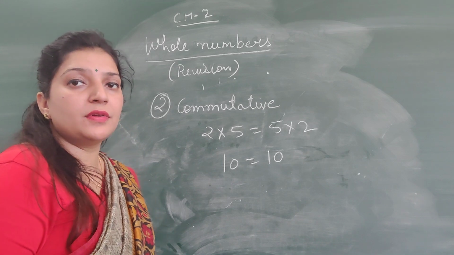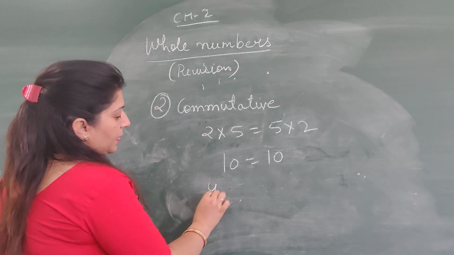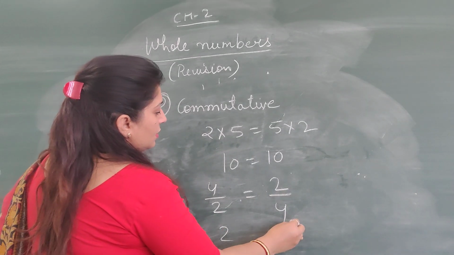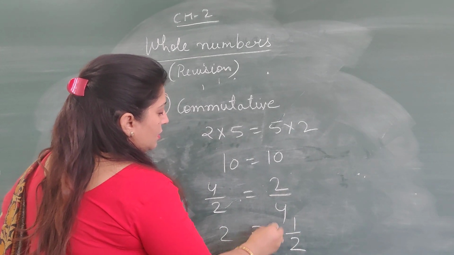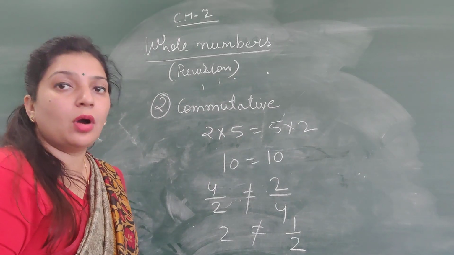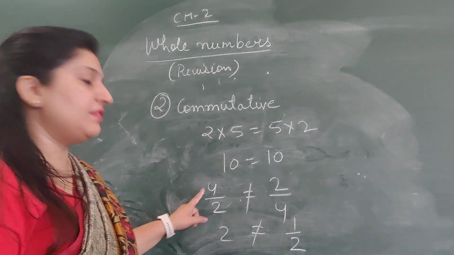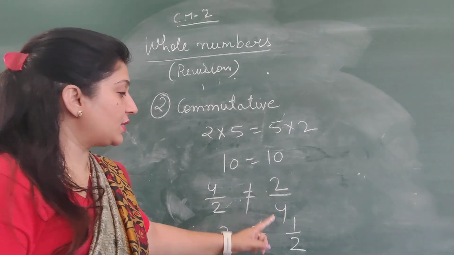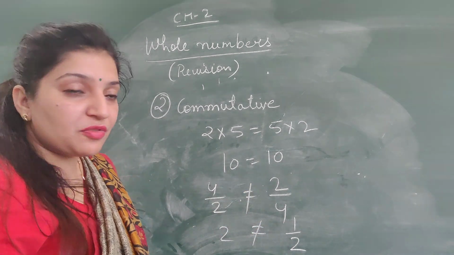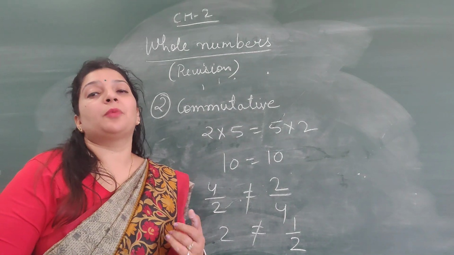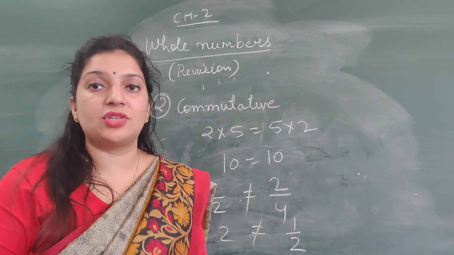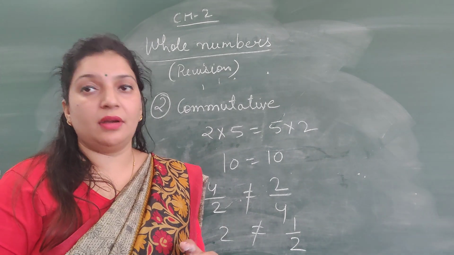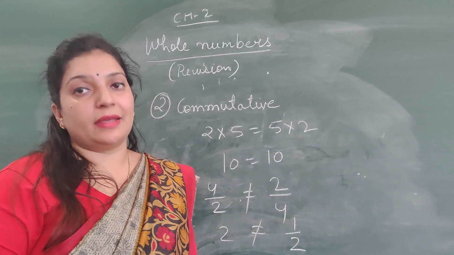But will it hold true for division? Let us see. No, it will not hold true for division, because when I divided 4 by 2, I got the answer 2. But when I change the order, that is 2 upon 4, the answer is 1 upon 2. That means from this we can conclude commutative property holds true only for addition and multiplication, not for subtraction and division. That was all about the second property.